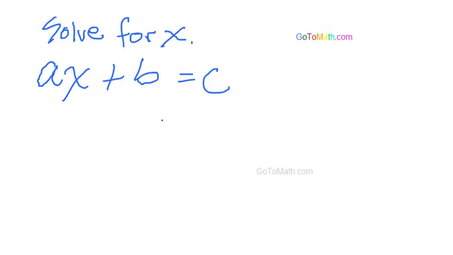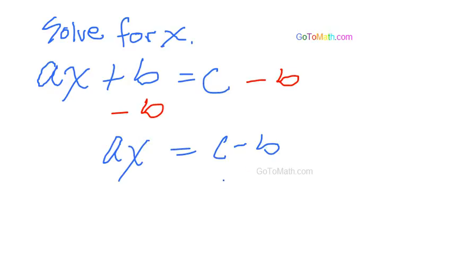So we want to isolate x here, and that means let's get our constants over to the other side first off. So we have minus b. We're going to subtract b from both sides. Okay, so we have a plus b and a minus b, so that's going to cancel out. And now we're going to be left with ax is equal to c minus b over here on the right hand side.